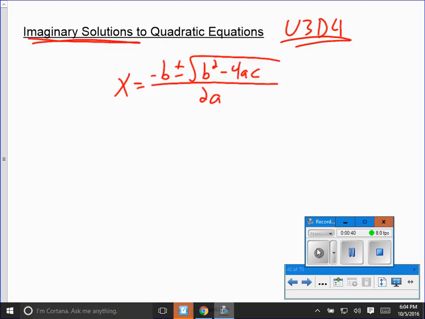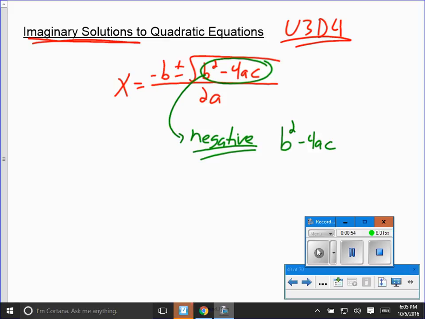And what makes these solutions imaginary is that number underneath the square root sign is negative. Alright, so that number that we're going to call b squared minus 4ac, if that number is negative, it means we're going to have imaginary solutions, so you can't take the square root of a negative number.